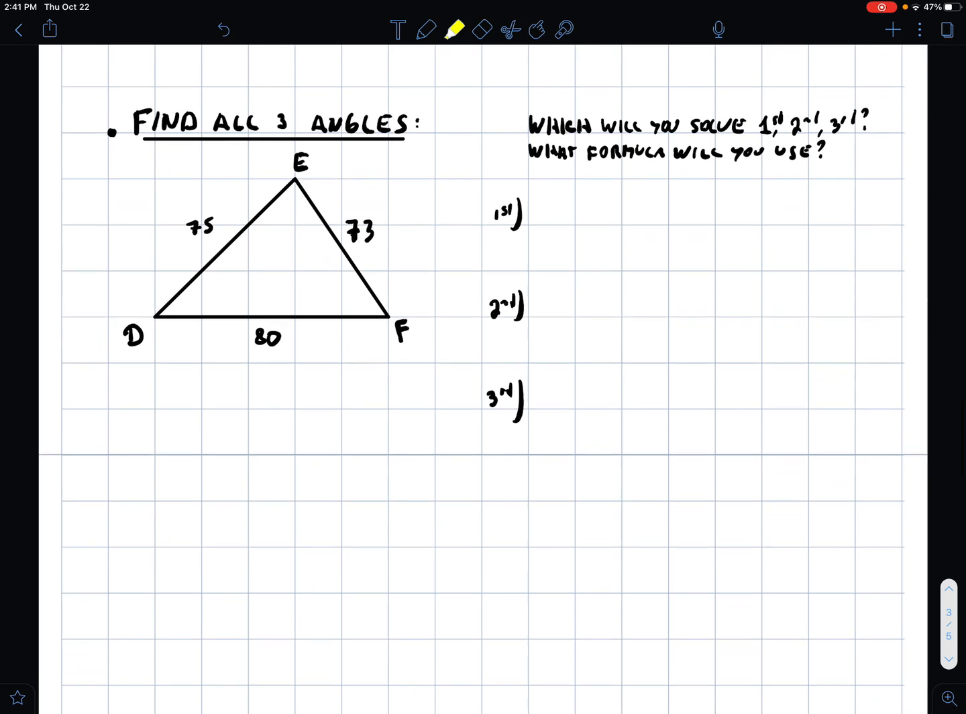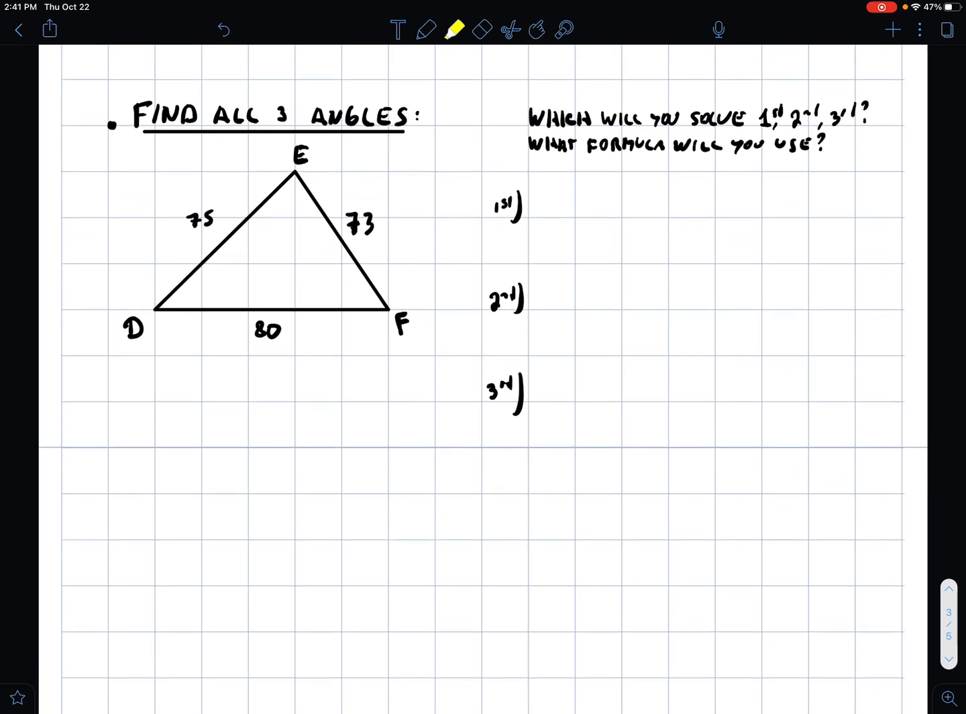So let's practice that same thing. In this case it's different, because now I need to find all three angles instead of finding one side and two angles. So your task now is, which will you solve first, second, and third? And what formula will you use? So stop the video, answer that quick question. You don't have to actually do the math, just say what you would be using, and then I'll do it.